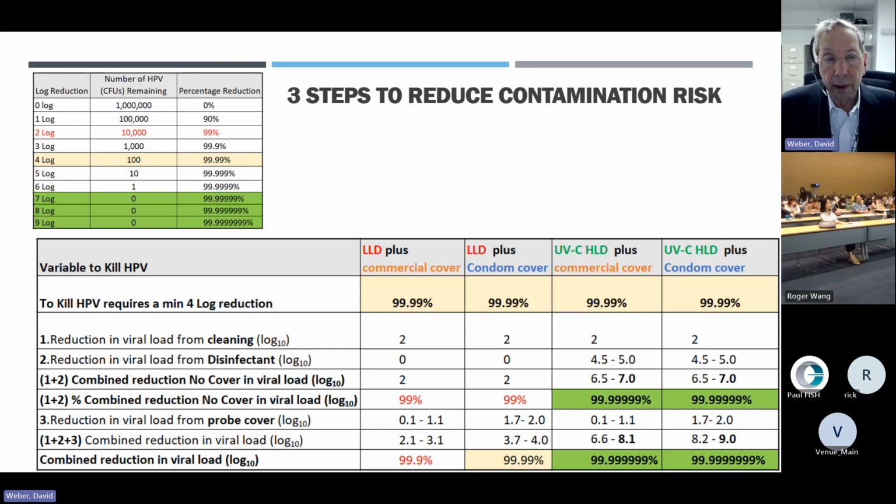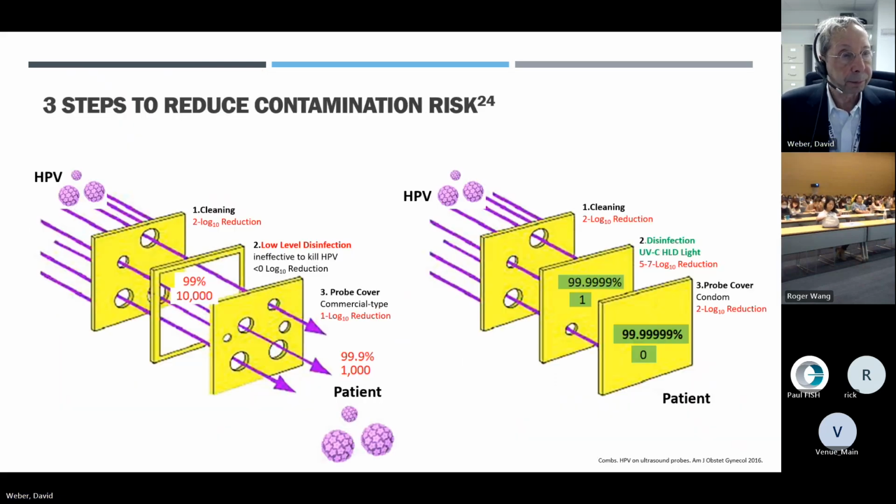On the other hand, when you add UVC, high-level disinfection, plus a condom cover or a commercial cover, again, you're down at 99.999999%, or a combination of somewhere between 6.6 and 9 logs reduction, making the probe safe to be reused between patients, despite the possible presence of HPV, which is widely present in many persons, both in women in the vagina and in men in the rectum.